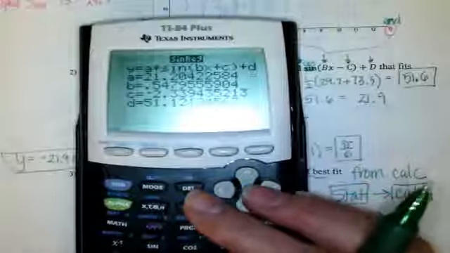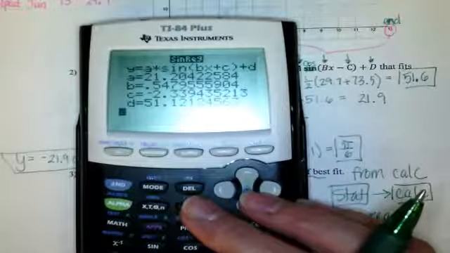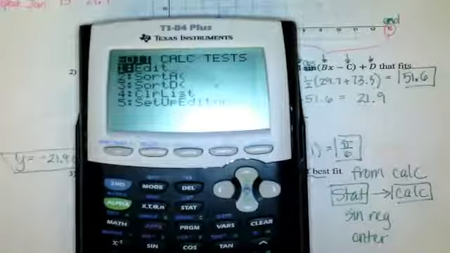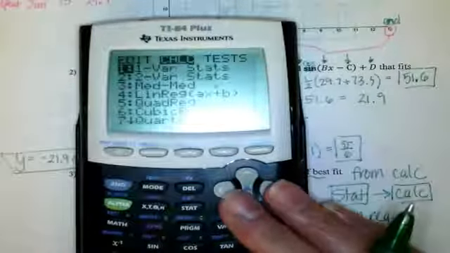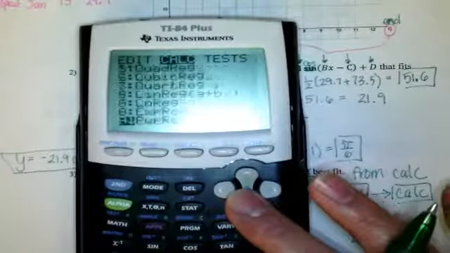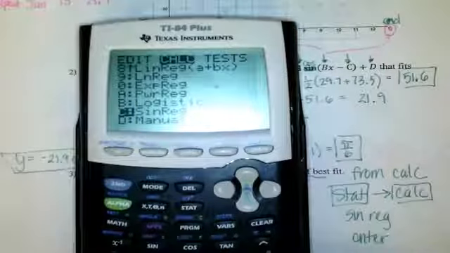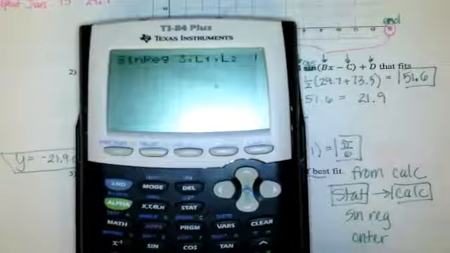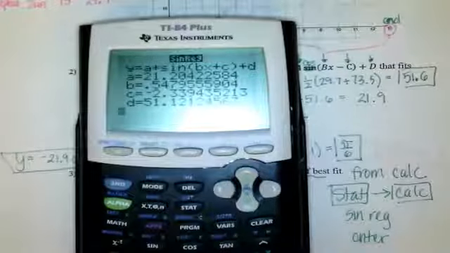All right. Now, listening ears, ladies and gentlemen. One more time. You're going to press stat. Do it now. Press stat. Arrow over to calc. Calculate a sine regression. Arrow down to sine regression. Hit enter. And enter, enter, enter, enter, enter, enter. And then you get all the numbers.